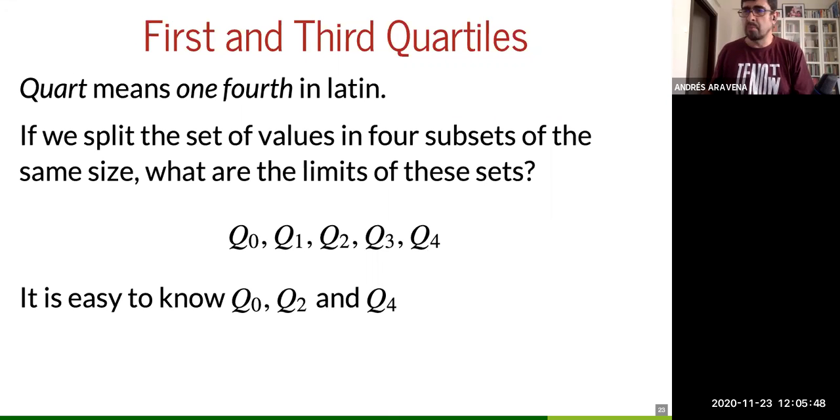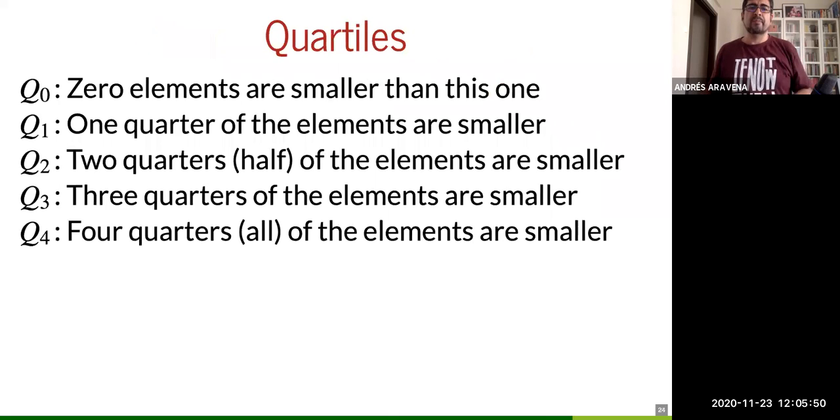To be more clear, let me show you here. Q0 means that zero elements are smaller than this one. There is nobody smaller than Q0. Q1, one quarter, 25% of the elements are smaller than or equal to this value. Q2, two quarters, half of the elements are smaller than this value. Three quarters and four quarters, okay?